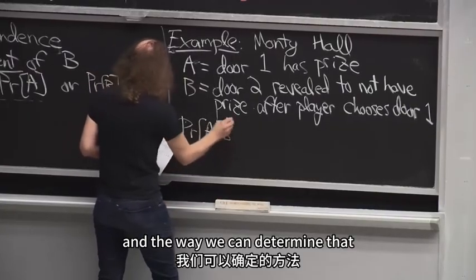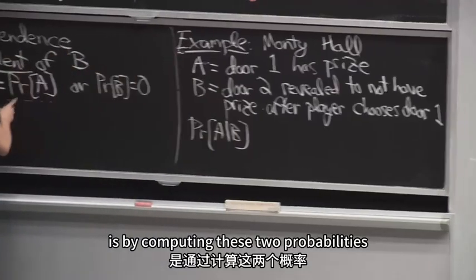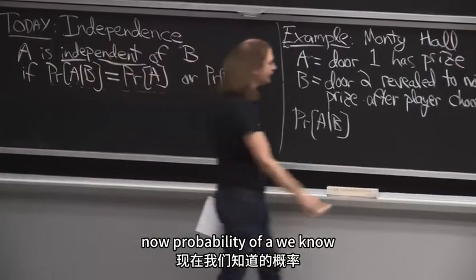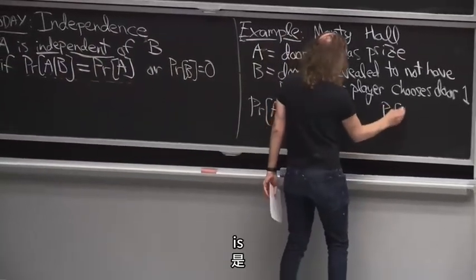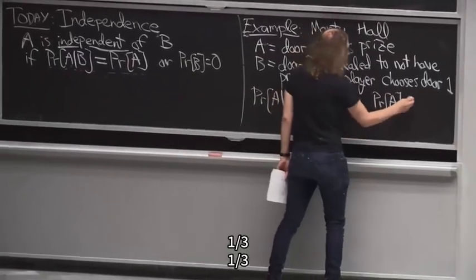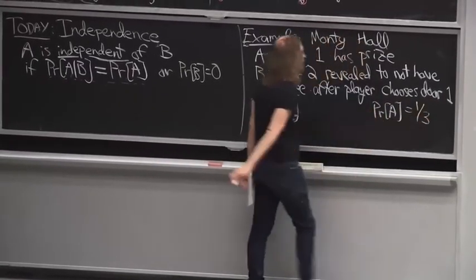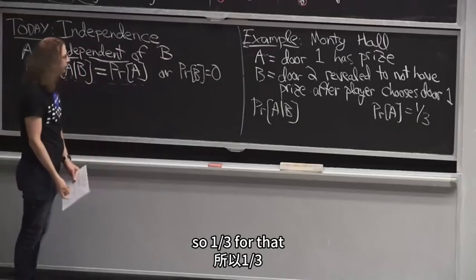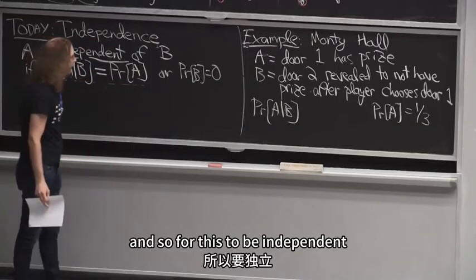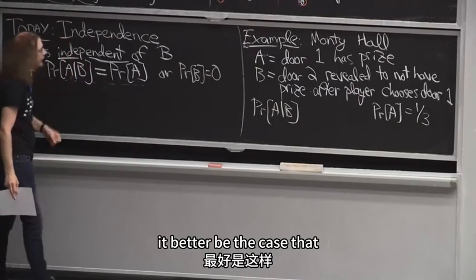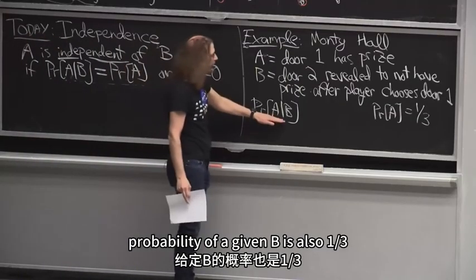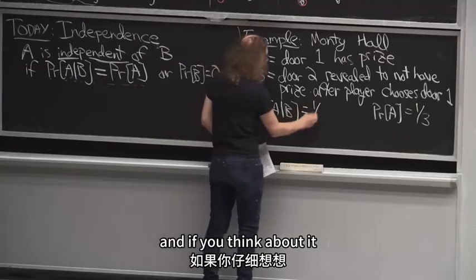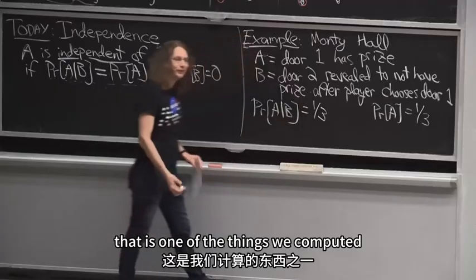The way we can determine that is by computing these two probabilities, probability of A and probability of A given B. Now, probability of A, we know, is 1/3. This is just, does door 1 have the prize? That's uniform random, so 1/3 for that. And so for this to be independent, it better be the case that probability of A given B is also 1/3. And if you think about it, that is one of the things we computed.